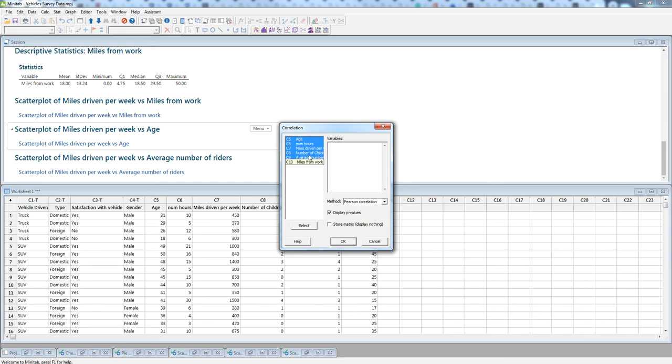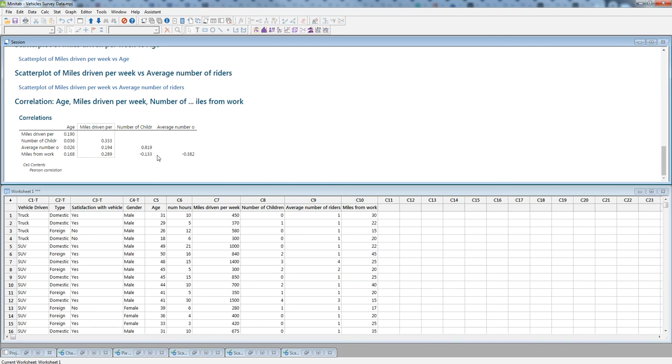Actually, I changed my mind. Stop selecting these. I'm going to throw everything in there but number of hours, simply because I don't remember what that is. I think it's the average number of hours spent driving, but I do not remember. So I'm going to select the display p-value button because we don't use it at all. And we're going to hit OK.